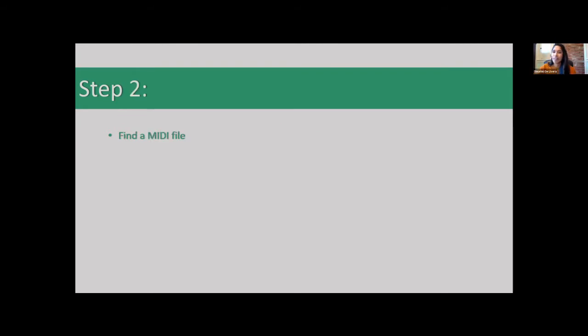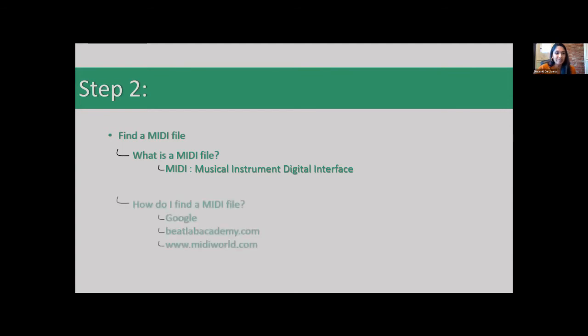Step two is find a MIDI file. Now you must be wondering, what the heck is a MIDI file? MIDI stands for Musical Instrument Digital Interface. Now, if you read that really slowly, that actually makes perfect sense for what we're trying to do today. Next step, you might be wondering, how do I find a MIDI file? It's as simple as Googling. That's how I found the MIDI file for the Firebird Viz song. Just Google around, and there are also a lot of free websites that have free MIDI files. Some of them are BeatLab Academy and MIDIWorld.com.